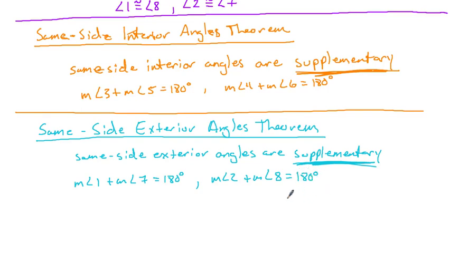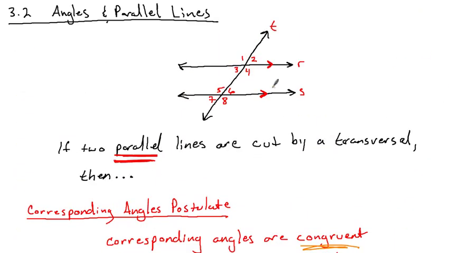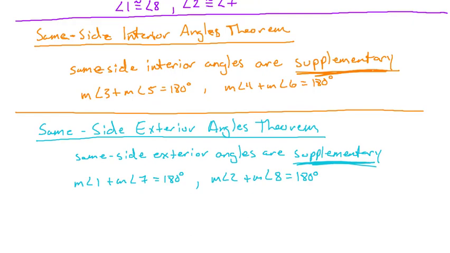So that's it. Those are the 5 theorems that you need to learn about parallel lines that are cut by a transversal. So do your best to memorize those, and don't forget this part. This is the hypothesis. Everything we wrote after are the 5 different conclusions based on the type of angle.